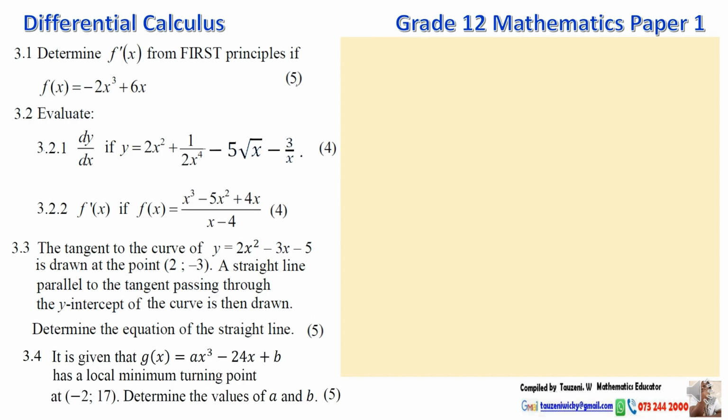Right, number 3.2.1. After first principles, we get questions where we must differentiate using differentiation rules. So here we are given an expression 2x squared plus 1 over 2x to the power of 4 minus 5 root x, then minus 3 over x. Now, important, we have discussed this in a lot of videos.